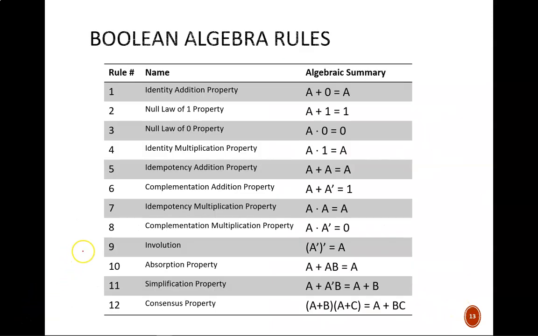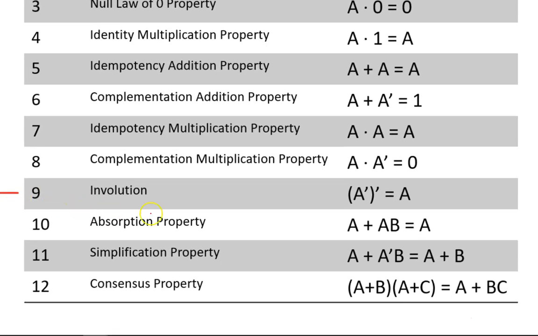Finally, Rule 9 is the only rule I did not make a separate slide for. Its logic is straightforward enough to read from the table. If you take a literal and complement it, then complement it again, you end up back at the original literal. You might think of this as two wrongs make a right. Anytime you see a double prime symbol, you can just get rid of both of them.